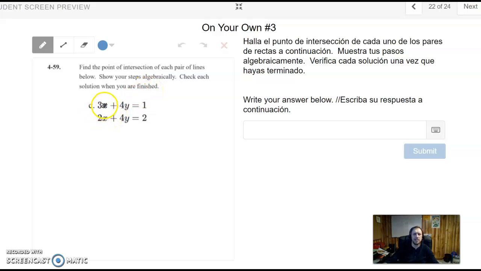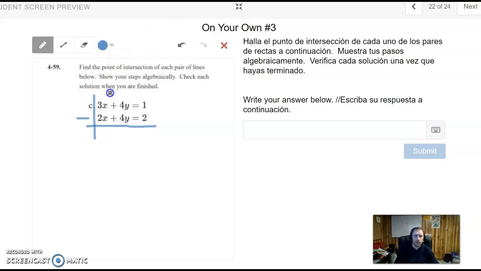What is opposite here? 3x and 2x. If I add those together, I get 5x. That doesn't work. 4y plus 4y, if I add those together, that doesn't work. But if I don't add them, what happens if I subtract them from each other? All right, try it out. And remember, if I'm subtracting an equation, I'm subtracting each part of the equation. Pause it, try it, you got this.